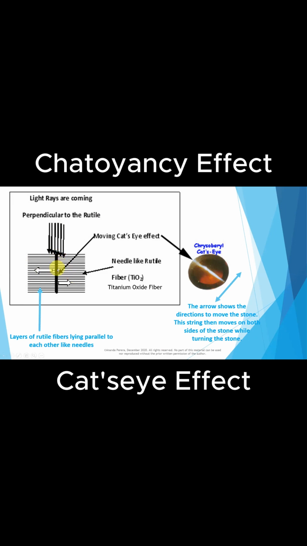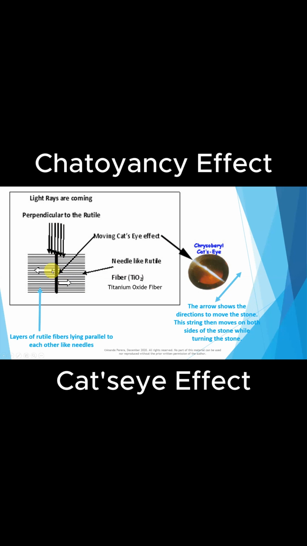We can see the light like this line. This is the line created by the physics. It is called the moving cat's eye effect, or chatoyancy. The moving cat's eye effect is because of these parallel rays and these parallel rutile fiber layers. This is called the cat's eye effect, or chatoyancy. These are the needle-like rutile fibers. They consist of titanium oxide, TiO2. Because of this titanium oxide fiber, this moving cat's eye effect is occurring.